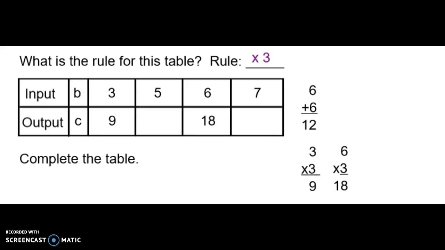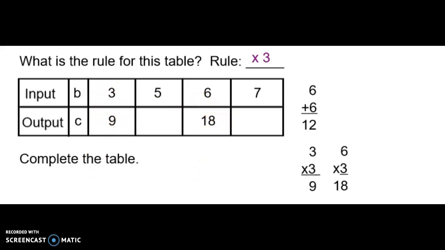Okay, if you didn't have your facts memorized, you could skip count by 3s. I've always told my class, draw 3 little tallies up here, and you can skip count by 3s until you get what it is for 5 and 7, or 3 and 6, and make sure it matches.